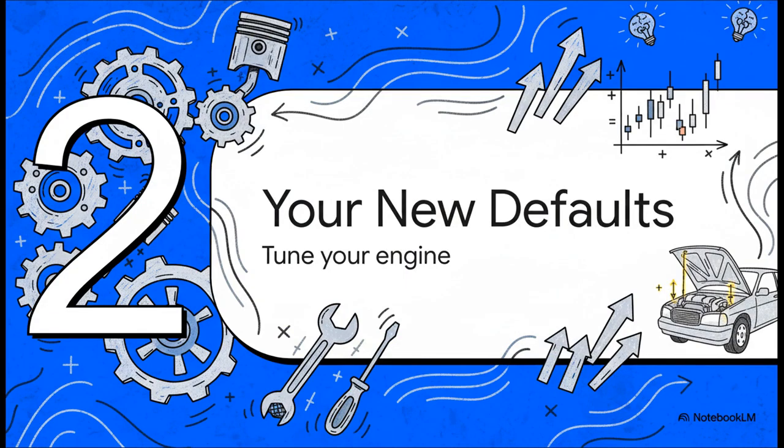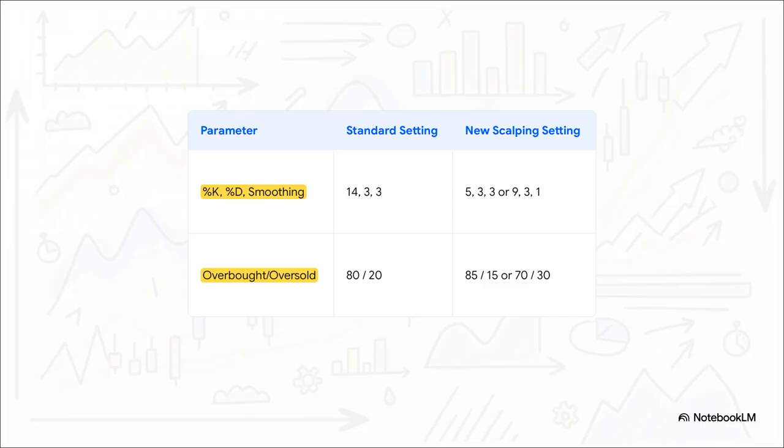So, what's the fix? Let's get straight to the good part. It's time to pop the hood and give your engine a serious tune-up with some new default settings. And the best part is, this is something you can apply to your own trading, like right after this. Okay, check this out. The core change is actually pretty simple. We're ditching that slow 14-period setting for something much quicker, like a 5 or a 9.